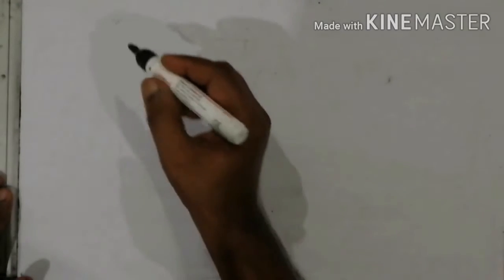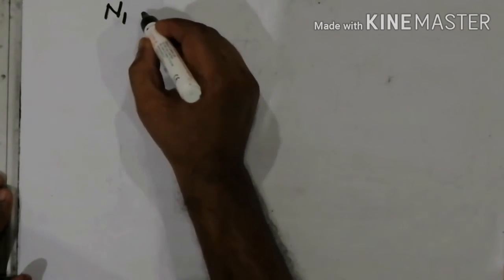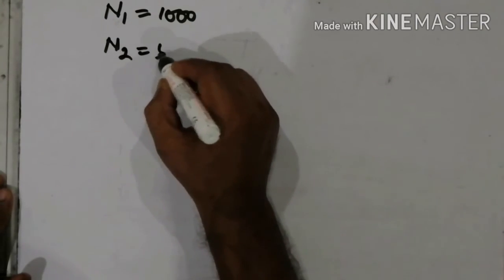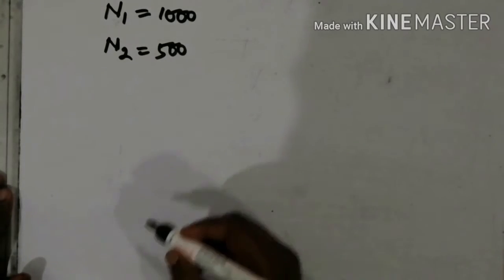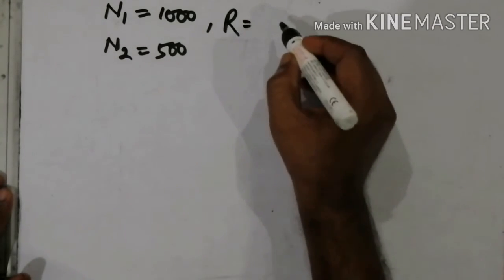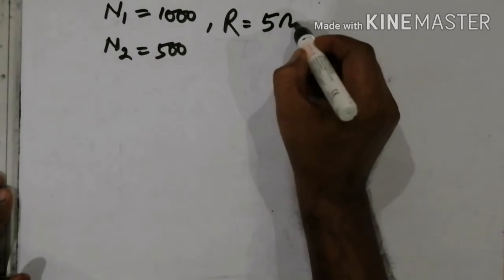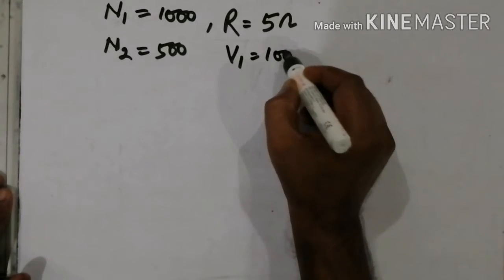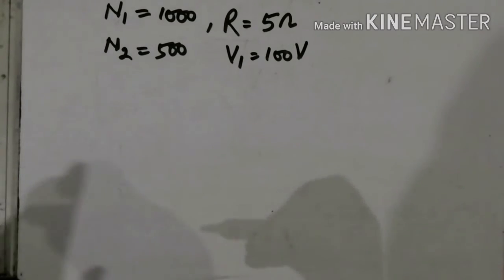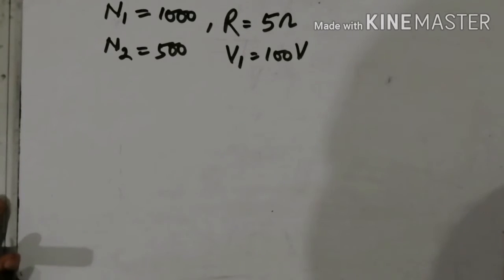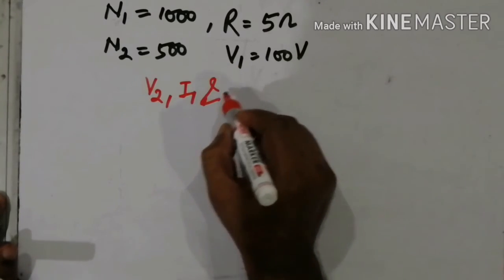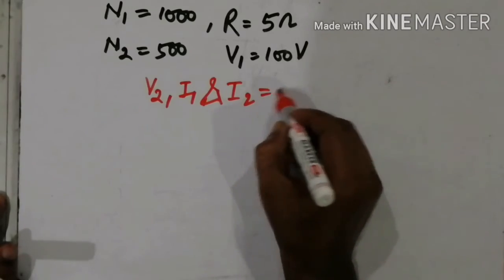According to the question, N1 is 1000, N2 is 500, and the resistance in the secondary circuit is 5 ohm, and the primary voltage, that is V1, is 100 volt, right? Calculate V2, I1 and I2.